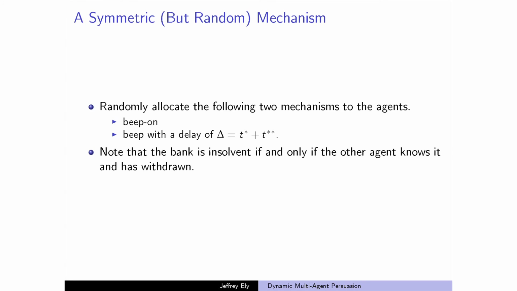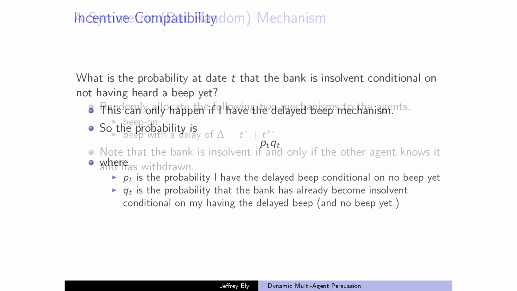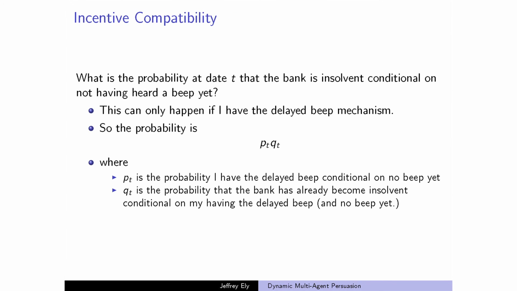So now if this mechanism is incentive compatible, it achieves the optimal value, okay, because the person who's going to run second is the guy who's got the delay. And how long is his delay? T star plus t double star. Okay, so I just need to show that this mechanism is incentive compatible. So I'll just sketch the argument for why. The issue is that if I'm waiting around and I haven't heard a beep, I'm asking myself, what is the probability that the bank is insolvent?